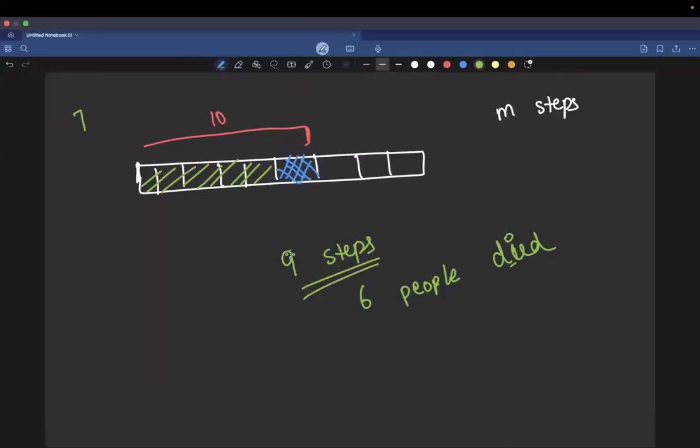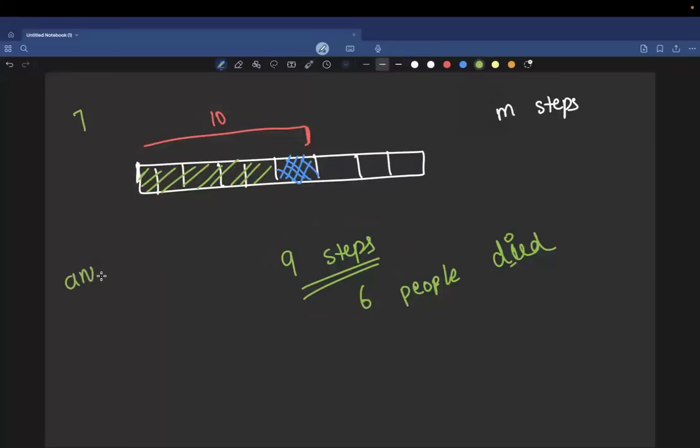So what I'm saying is, if you want to find out the probability of all people dying in the first 10 steps, when you are talking about the first 10 steps, you would have already found the answer for the first 9 steps. The probability of someone dying on the first step, on the second, on the third, on the fourth, and so on, right?